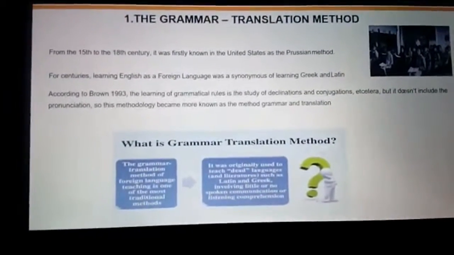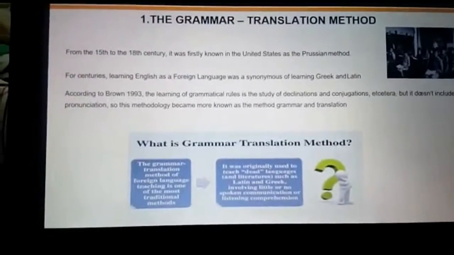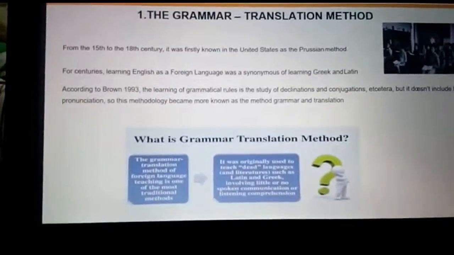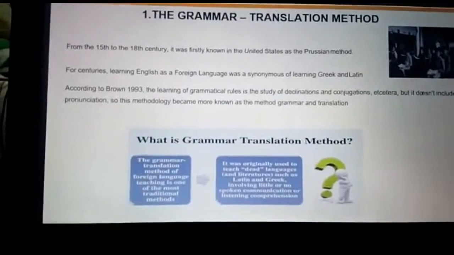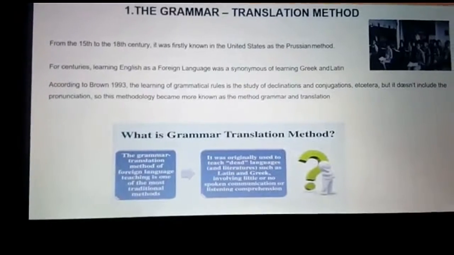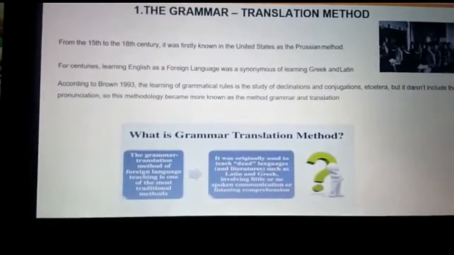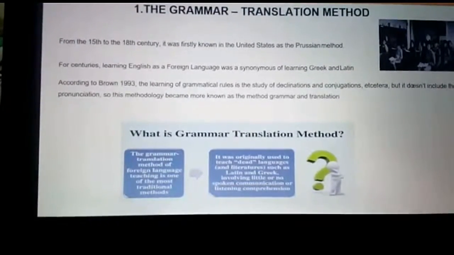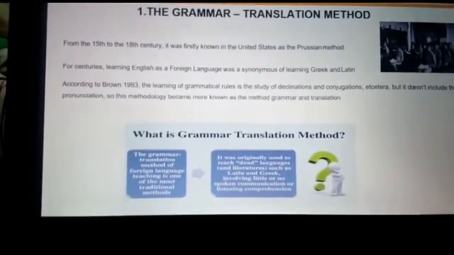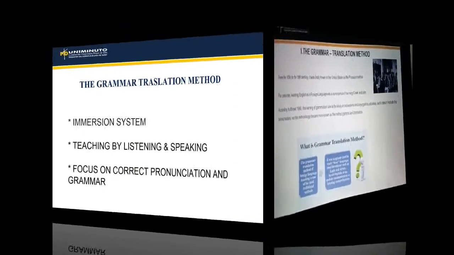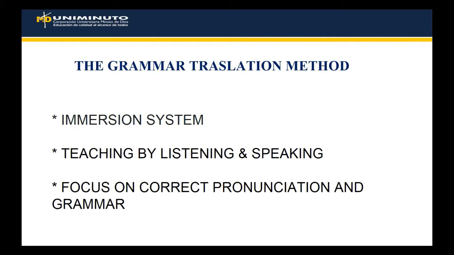According to Brown, 1993, the learning of grammatical rules is the study of conjugation, etc. But it doesn't include the pronouns, so this methodology became more known as the grammar translation method. This method was used for reading and appreciating foreign language literature, in the form of reading passages for grammar rules, vocabulary and translation with the help of the teacher.